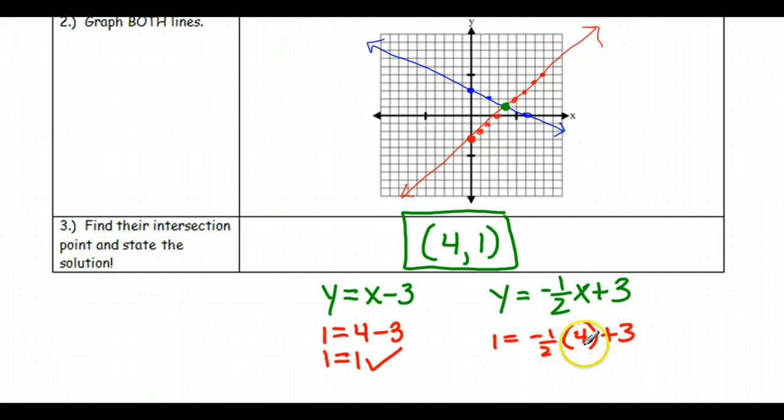So negative 1/2 times 4 is negative 2. So we need to know that negative 2 plus 3 is 1, which it is. So again, we have a true statement. Remember, if you're not sure if you have the right ordered pair for the solution, you can always check by plugging it back in to the original problem.